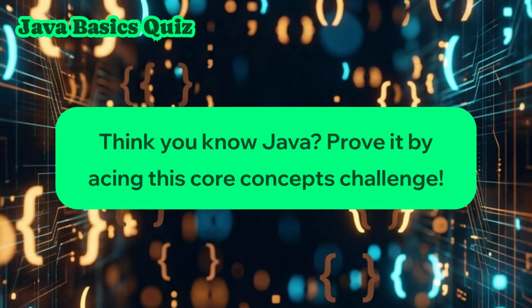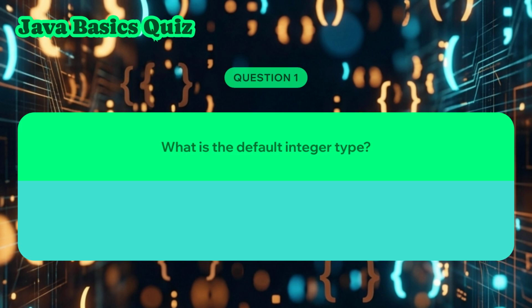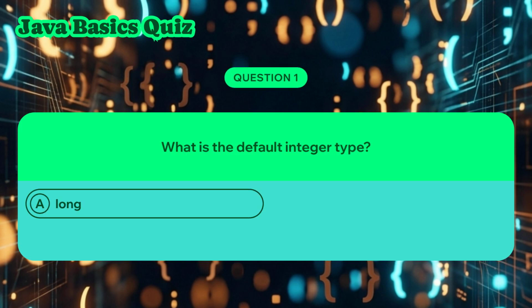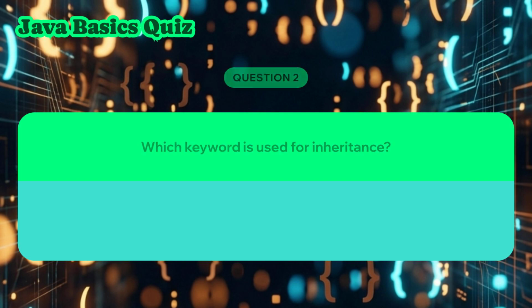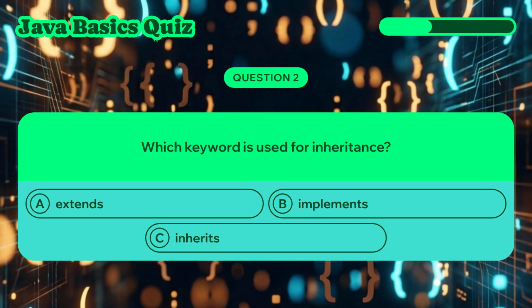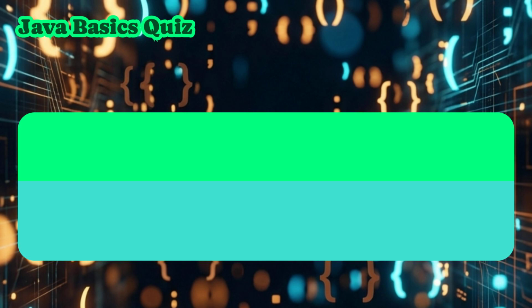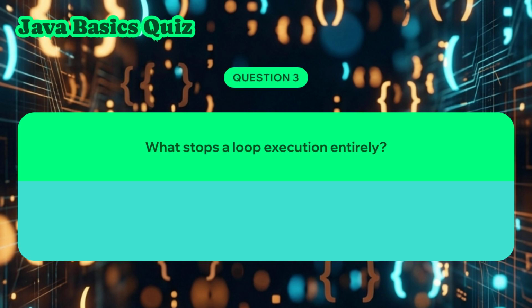Think you know Java? Prove it by acing this core concepts challenge. What is the default integer type? Which keyword is used for inheritance? What stops a loop execution entirely?